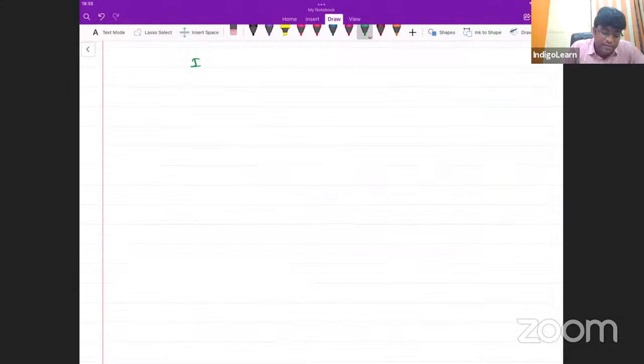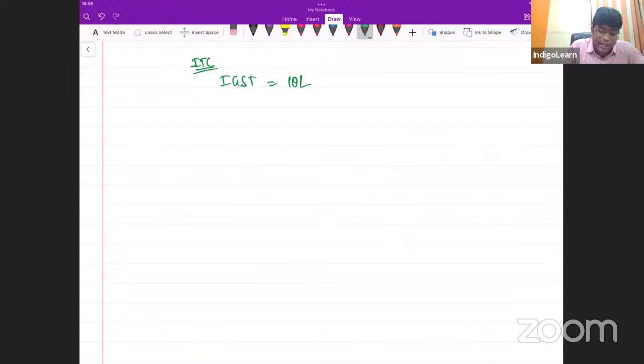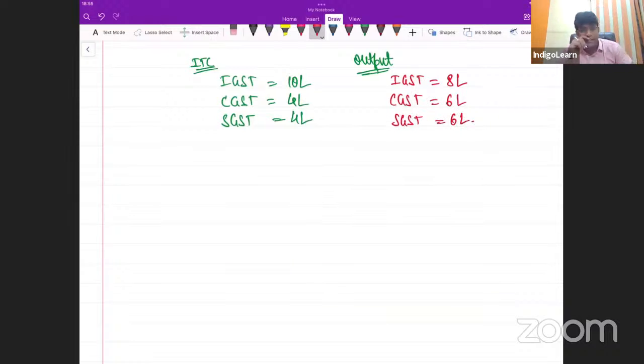Sir, imagine ITC: IGST 10 lakhs, CGST 4 lakhs. Of course, SGST also will be 4 lakhs only, no doubt about it. Now, let's say, for example, output: IGST 8 lakhs, CGST 6 lakhs, SGST 6 lakhs.